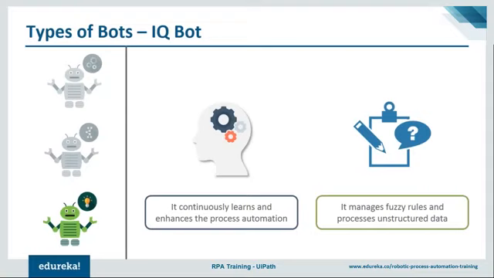So we discussed there are workloads wherein we learn iteratively, right? For all those kinds of workloads, we have the IQ Bot, which continuously learns and enhances the process automation. So it will find smarter ways of doing a particular task. And it also manages fuzzy rules and processes unstructured data. Whenever you're dealing with input which you have no control on, the IQ Bot can also help you sort those kinds of inputs.